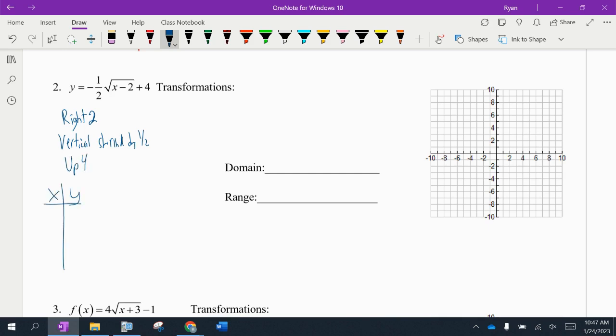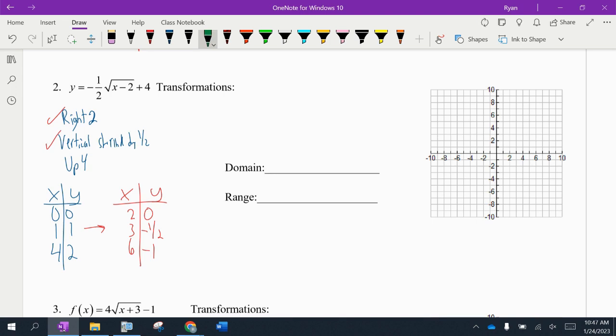So once again, I'm going to use my parent points, 0, 0, 1, 1, and 4, 2. And then those transformations that were listed. We're going to go right 2 first, so add 2 onto all those x values. And then this, so that's done. This affects the y values. Multiply all the y values by that -1/2. So 0 times -1/2, 1 times -1/2, 2 times -1/2. So that's been taken care of.